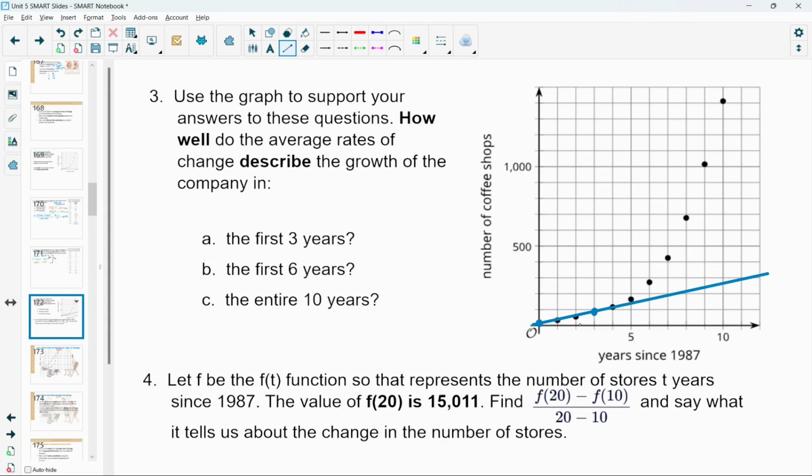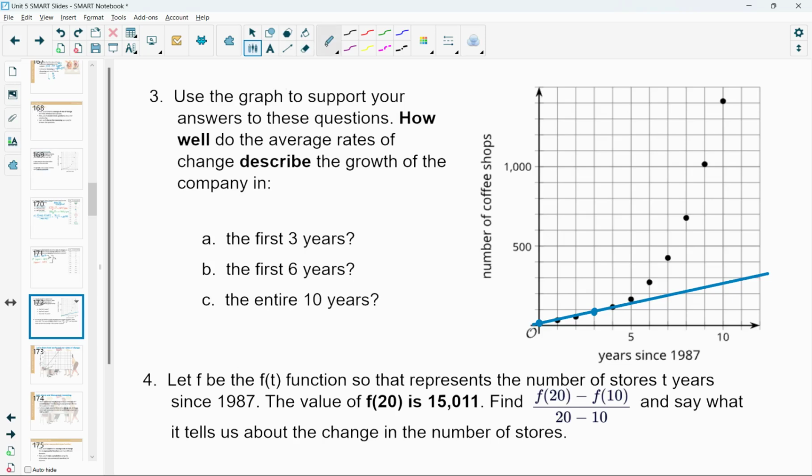So you can see it does an okay job in the beginning, right? So it kind of almost hits the first 4 points, and the 5th point is just slightly above it. So if you were predicting, this would be a good predictor within the first like 5 years. And this started in 1987, right? So this would be good till about 1992.